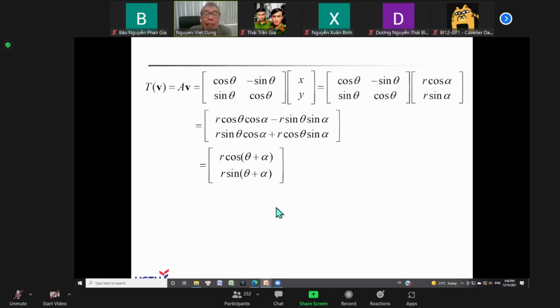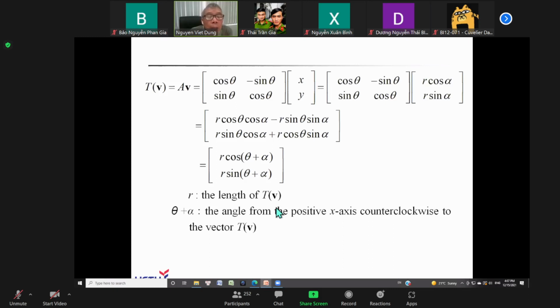And I believe that you remember the formula from trigonometry that the first line will be A cosine of zeta plus alpha, and the second line here is A sine of zeta plus alpha. So you see that now A is the length of T of V, and zeta plus alpha is the angle from the positive X axis counterclockwise to the vector T of V.